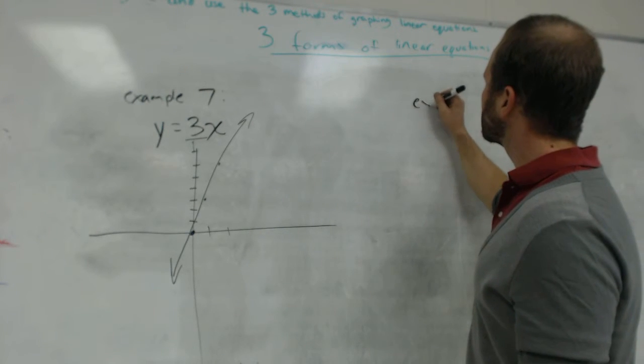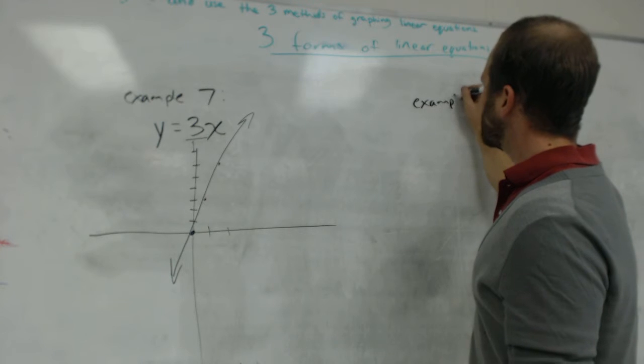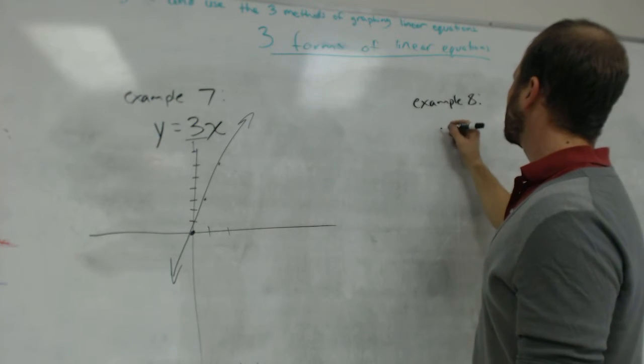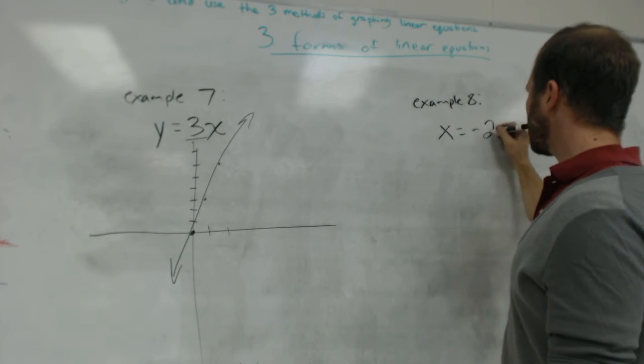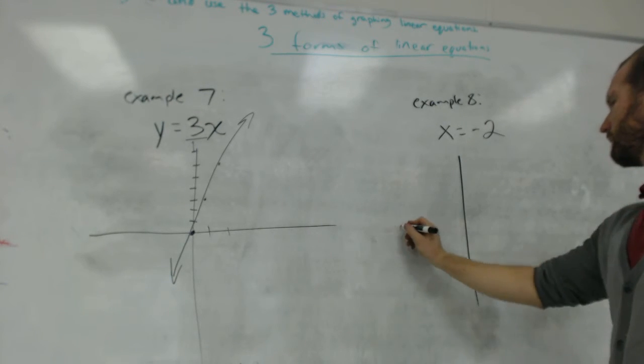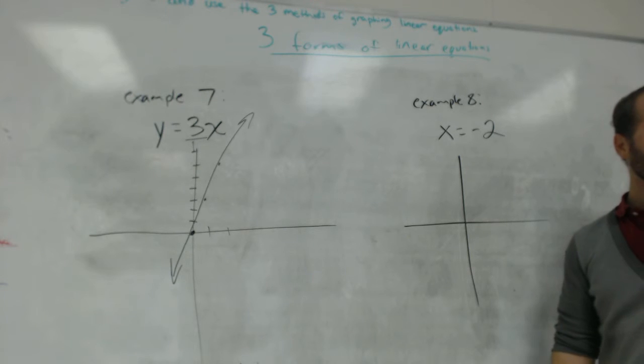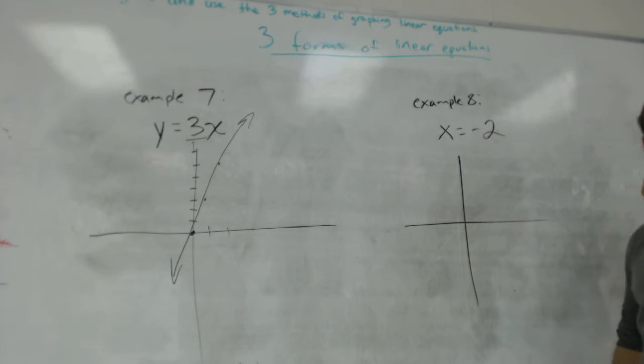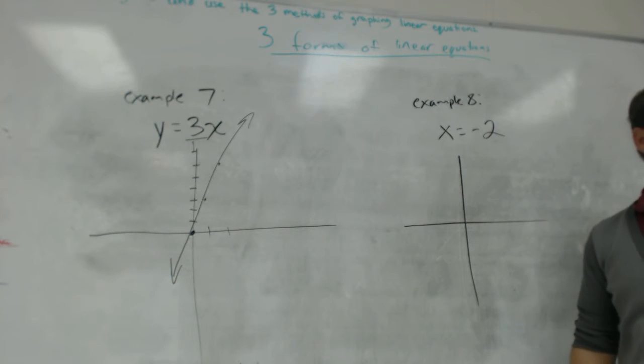Example 8. We'll just keep on going. x equals negative 2. There's no y there.